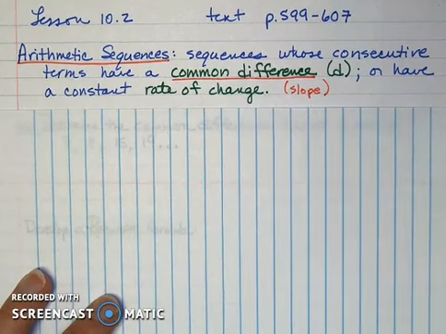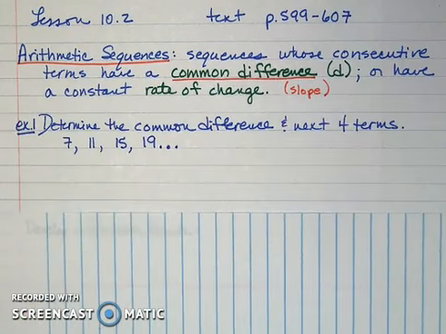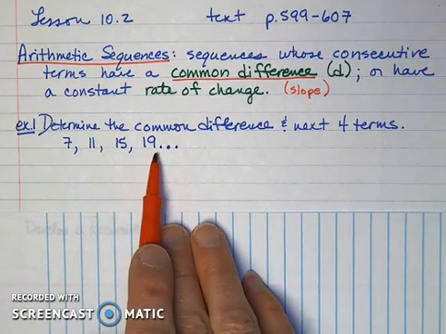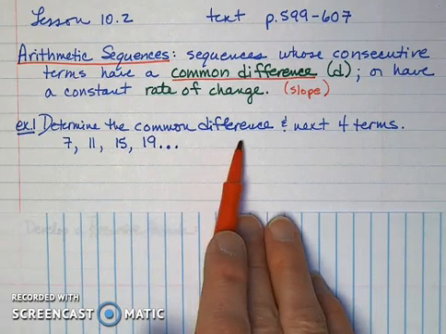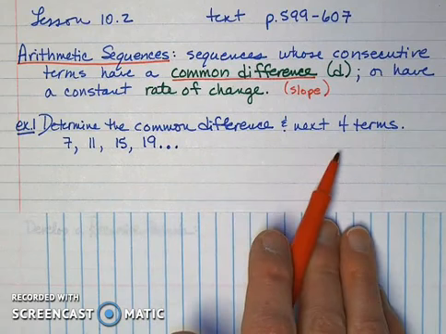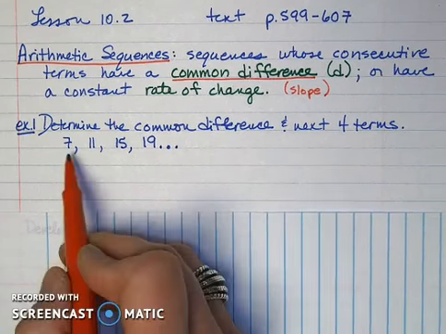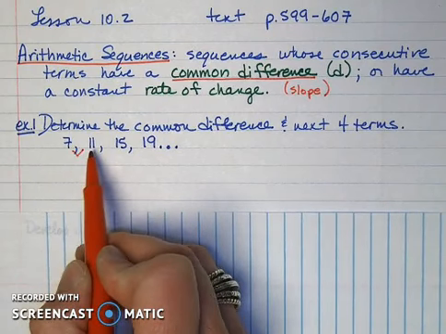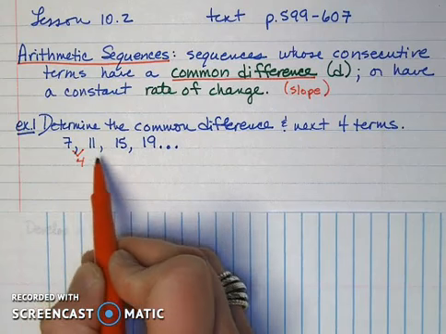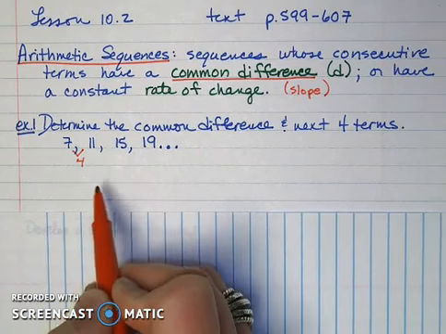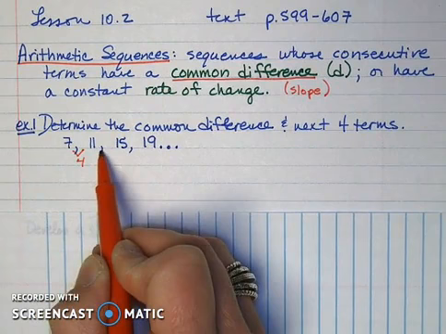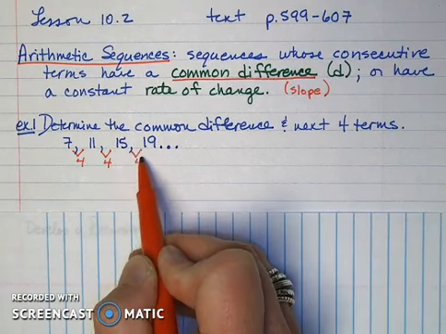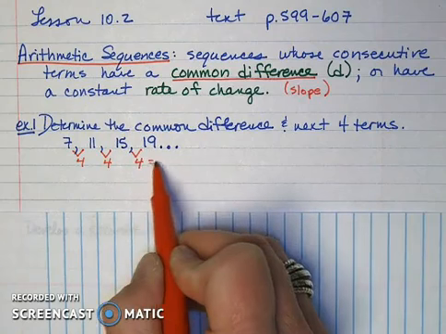Let's do an example. If I gave you a sequence of 7, 11, 15, and 19, I'd like you to find the common difference and then the next four terms. Well, it's pretty easy. If you just look at each term, you can determine the difference between 7 and 11 is 4. If I were to take 11 minus 7, I would get positive 4. 15 minus 11, I would get 4. 19 minus 15, I would get 4. So 4 is my D.